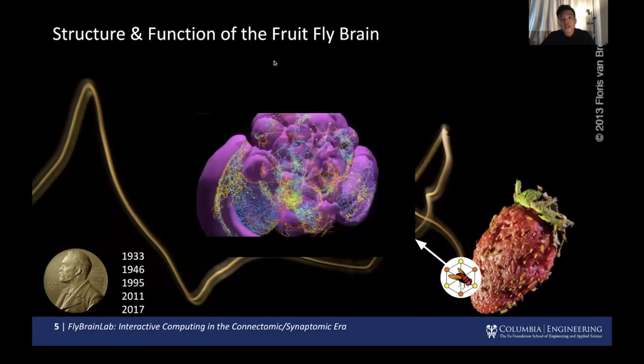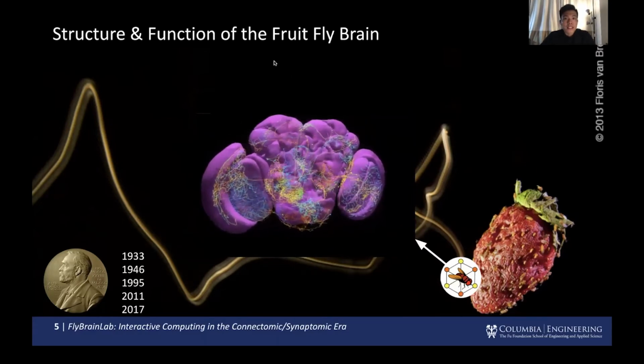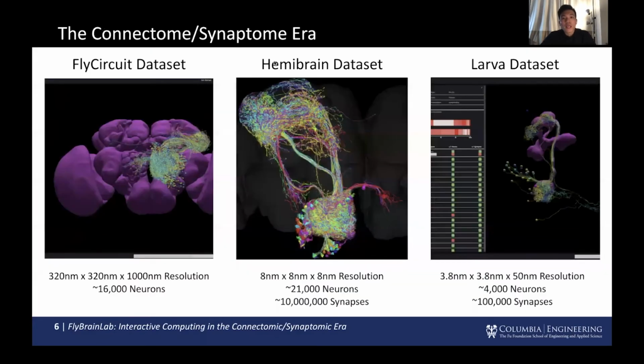To give you a sense of the scale at which this data has been produced, we highlight 3 different data sets that we work with. From left to right, we have the FlyCircuit data set, the hemibrain data set, and the larva data set, covering anywhere from 10 to 40% of the adult fly brain on the left side and the larva fly brain on the right side.